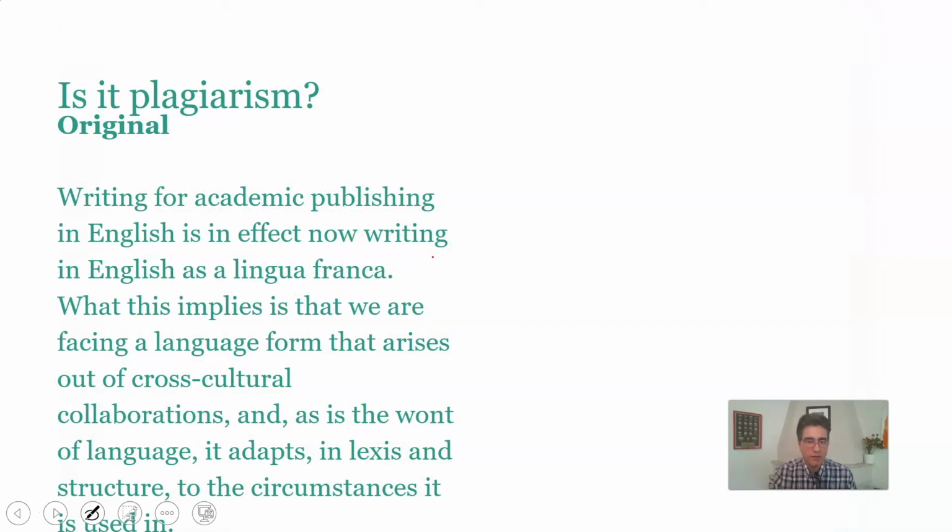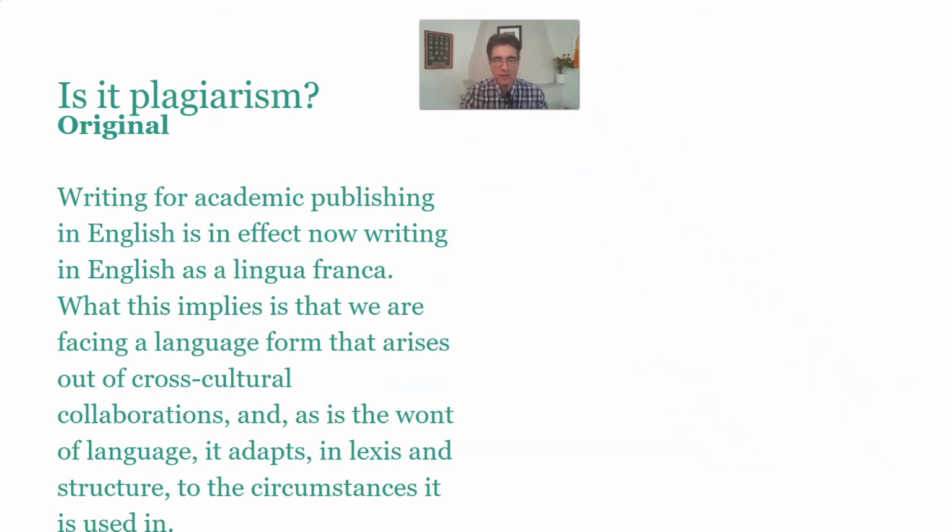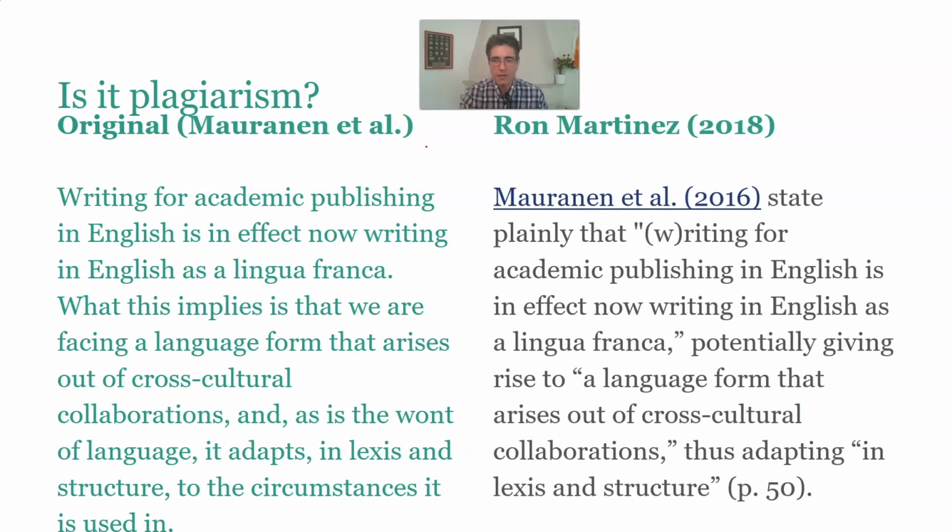So this was the original: writing for academic publishing in English is in effect now writing in English as a lingua franca. What this implies is that we are facing a language form that arises out of cross-cultural collaborations, and as is wont of language, it adapts in lexis and structure to the circumstances it is used in. What I wrote was, I cite the authors and then state plainly, so my own voice there, state plainly that writing for academic publishing in English is in effect now writing in English as a lingua franca, potentially giving rise to a language form that arises out of cross-cultural collaborations, thus adapting in lexis and structure.